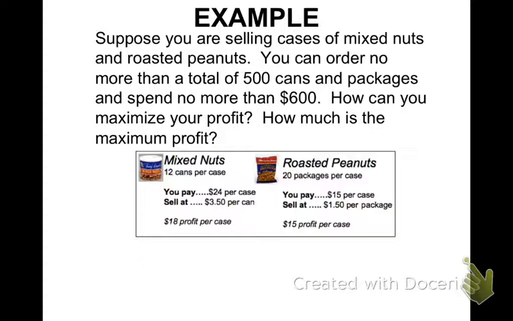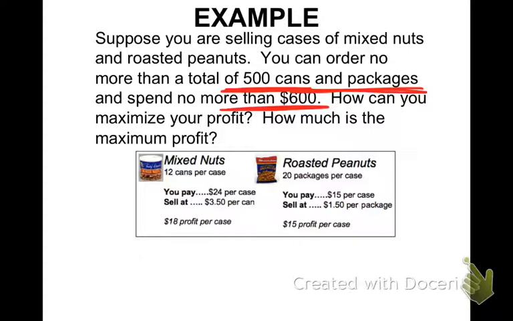Okay, so now reading up here, it says you can order no more than 500 cans and packages total together, and we can spend no more than $600. So how can you maximize your profit? How much is the maximum profit going to be?